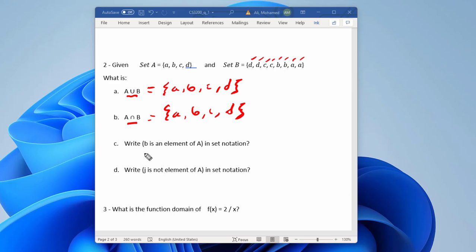Write that B is an element of A. Again, I gave you a sheet of all the symbols. So to do this, you're writing B as an element of A. So B, element, A. And write that J is not part of that. Then for this symbol, cross it like that, and then A.